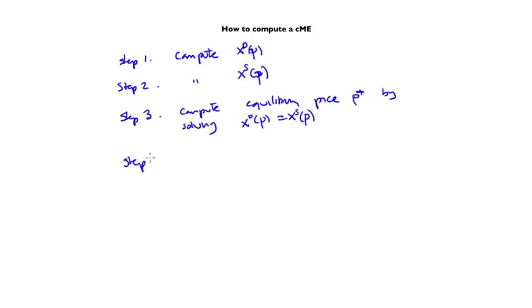And finally, step four, sometimes we need it, sometimes we don't. If needed, you can characterize or compute the equilibrium allocation, alpha star. How do you do that? Once you know the market prices, you can go back to the individual demand and supply functions to characterize how much is consumed by every consumer or produced by every firm.